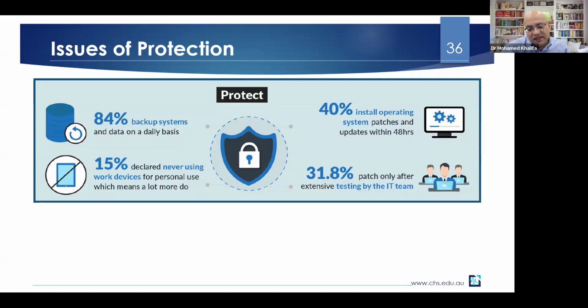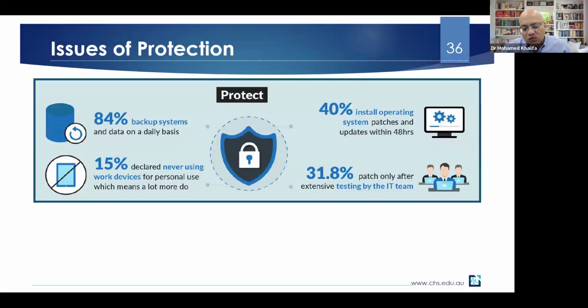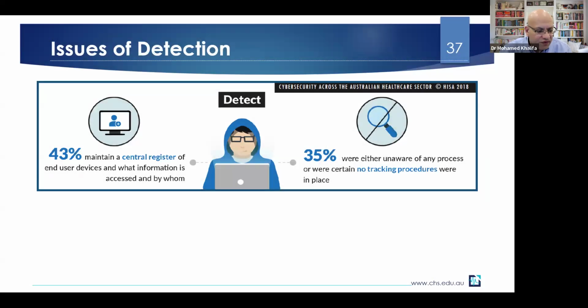15% said that they never used work devices for personal use. So they ban personal devices like mobile phones and tablets and laptops from accessing the network of the hospital and providing or retrieving information, only 15%. 40% installed operating system patches and updates within 48 hours, and 32% only after extensive testing by IT teams, so they don't really update automatically, which is good because updating software sometimes comes with these types of threats.